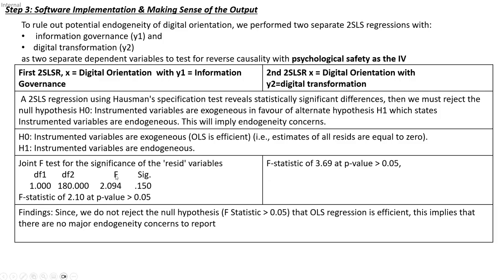If you go back to my paper, I produced this output as an F statistic of 2.10 at a p-value greater than 0.05. That means that the relationship we put in our original model, digital orientation leading to information governance, is in fact efficient. The second one is an F statistic of 3.69, which is again not significant, so we do not reject the null hypothesis. So in essence, our instrument variable tells us that there are no major endogeneity concerns to report for our study, and we are good to go. So this is in a nutshell.